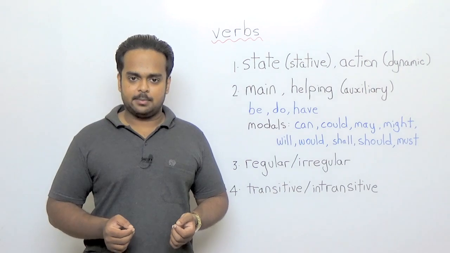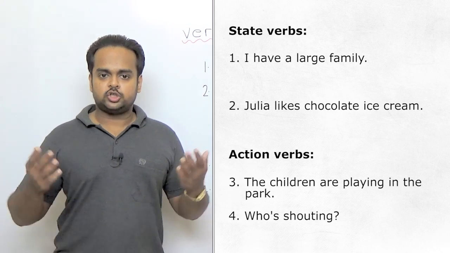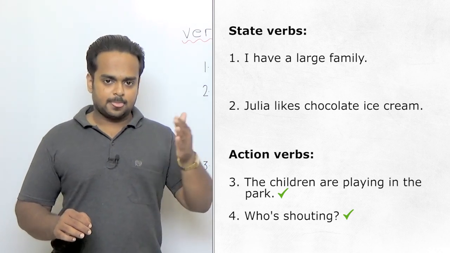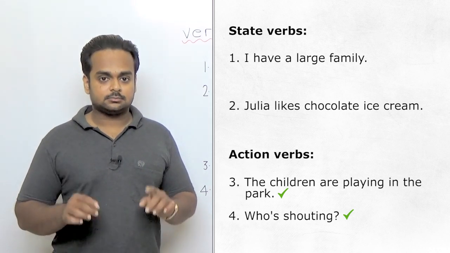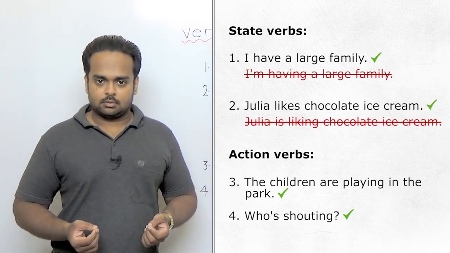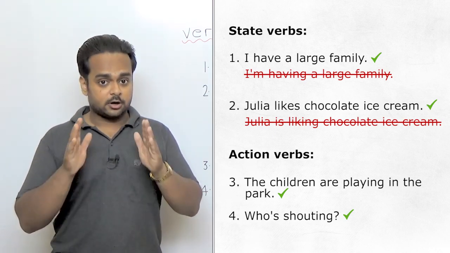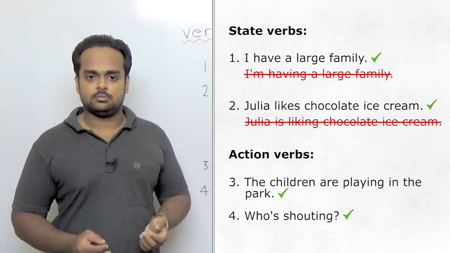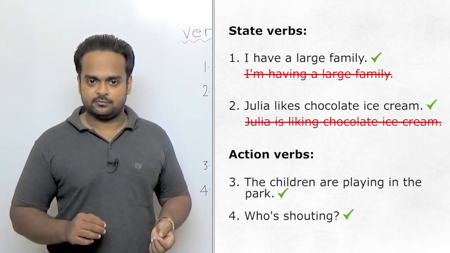Let's look at a couple of examples. Now we can say, the children are playing in the park, or who's shouting? Both of these sentences are correct because the verbs play and shout are physical actions. So we can use ing forms. But we cannot say, I'm having a large family, or Julia is liking chocolate ice cream. Both of those sentences are wrong. There are common mistakes that some students make. Some students use ing forms with state verbs. Please don't make that mistake. And remember, no continuous forms with state verbs.